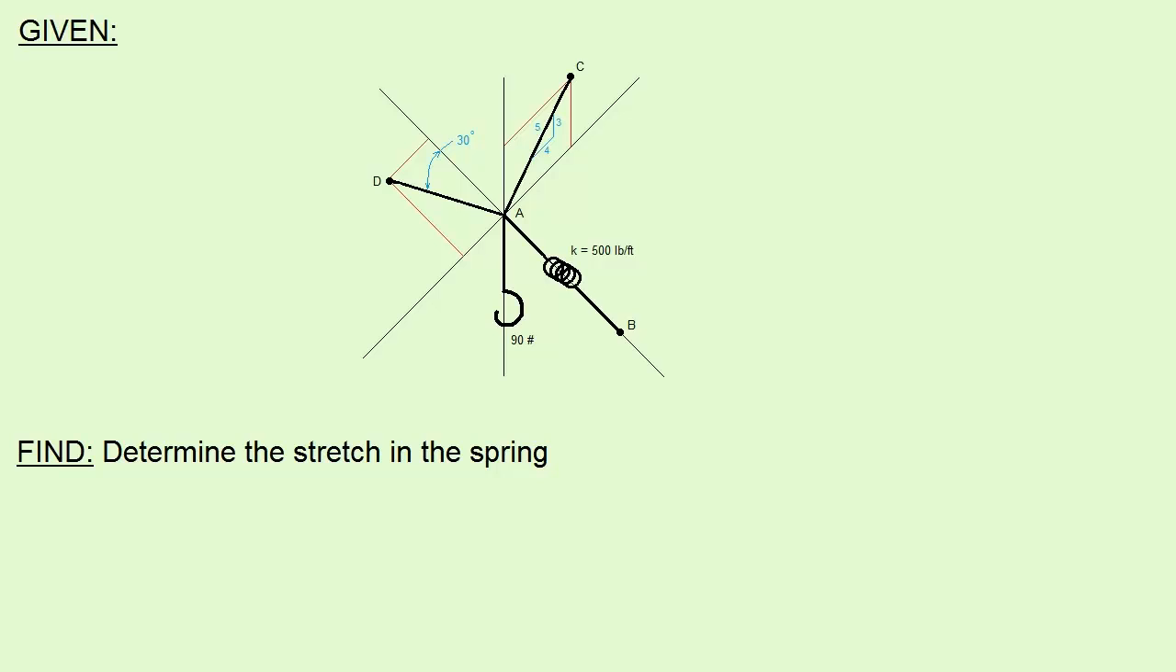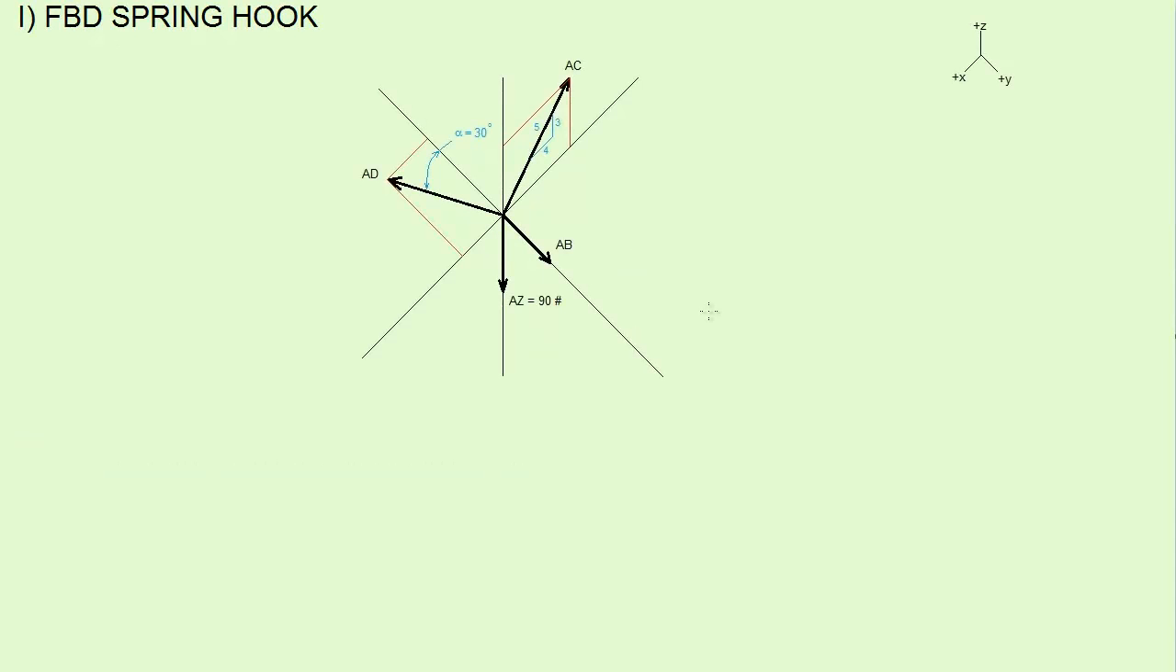For this first problem, you're given an object. It's a hook with a weight of 90 pounds suspended from it, as well as 3 connecting points to walls. Those are fixed connections. The fixed connections are at B, C, and D. You are also given a spring. The spring has a spring constant of 500 pounds per foot. Now, looking at our find statement, the only thing we are asked to find here is the stretch in the spring. In order to find that, though, we're going to have to find the force in cable AB. At this point, I've drawn a free body diagram for this particular problem.